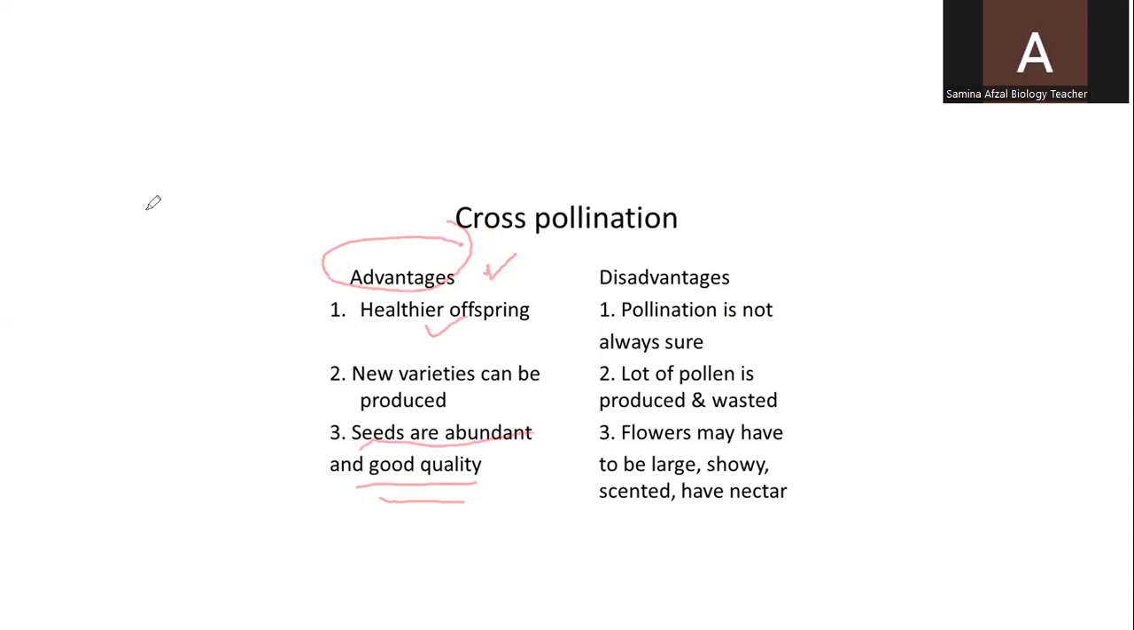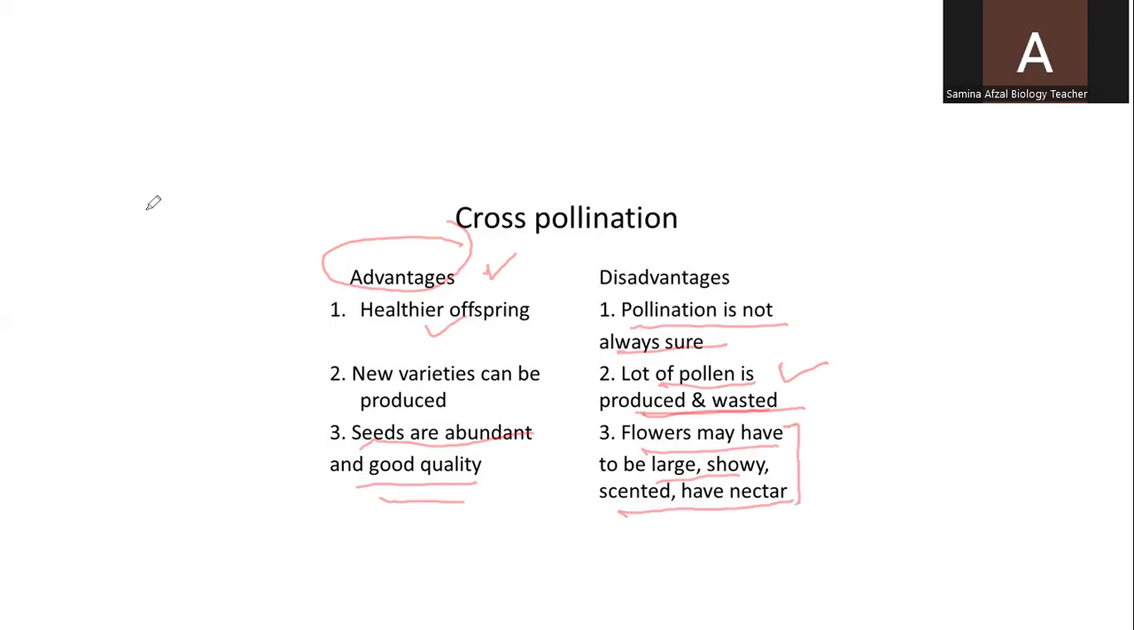The disadvantages of cross pollination are that pollination is not always sure. Sometimes pollination does not occur. If physical or environmental conditions are not suitable, then there will be no pollination. A lot of pollen is produced and wasted. On the way, many of the pollen grains are wasted. Flowers may have to be large, showy, scented, and have nectar.